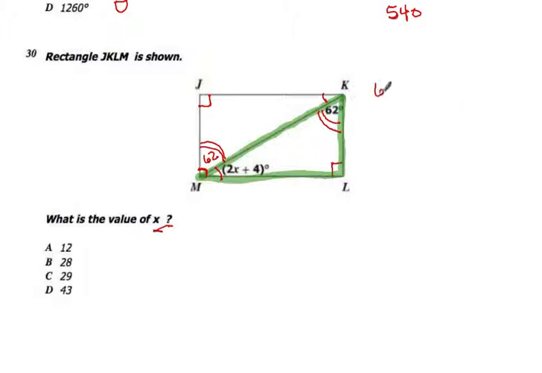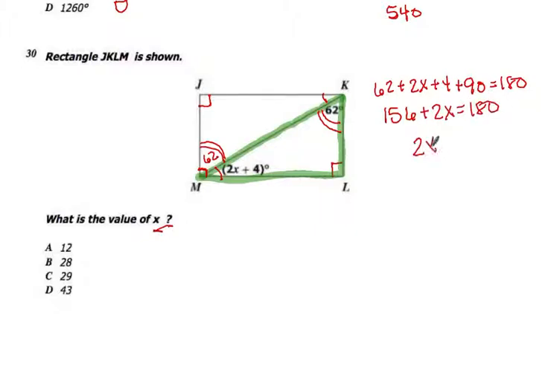Or you can go 62 plus 2x plus 4 plus 90 equals 180. 62 and 4 is 66, plus 90 is 156. Plus 2x equals 180. Subtract 156. 2x equals 24. x is 12. Because we had to divide both sides by 2. So x is a big old 12.